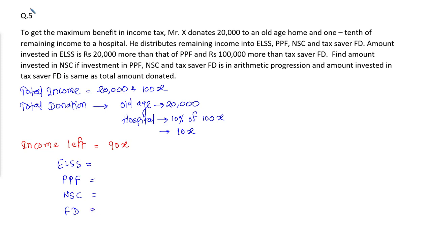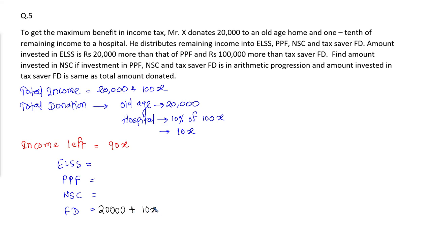The amount invested in ELSS is 20,000 more than that of PPF and 1 lakh more than that of tax saver FD. Find the amount invested in NSC if the investment in PPF, NSC and tax saver FD is in arithmetic progression, and the amount invested in tax saver FD is same as the total amount donated. Okay, so from the last statement we come to know that the amount invested in tax saver FD is equal to total amount donated, that is equal to 20,000 plus 10x.